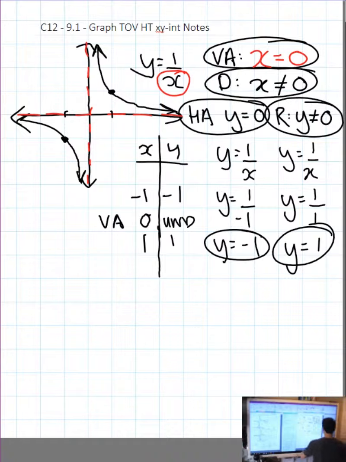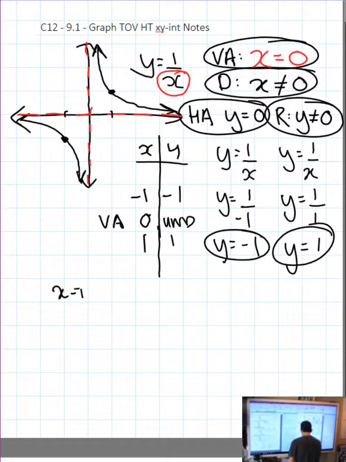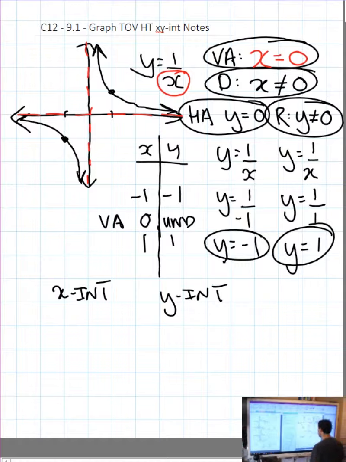So we're going to be graphing these things with a table of values. We're going to be looking for vertical asymptotes by setting the denominator equal to 0. We're going to be finding horizontal asymptotes either by looking at the graph or learning new algebraic methods later in the chapter. Other things we want to look for are x-intercepts and y-intercepts. Now we can already see from the graph that there aren't any, but let's prove that through algebra.